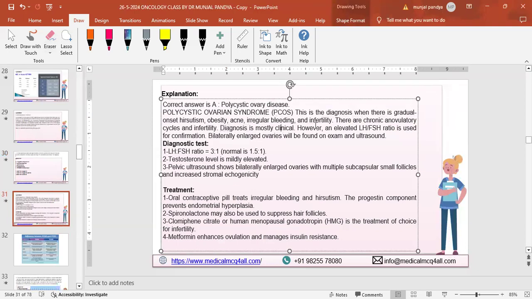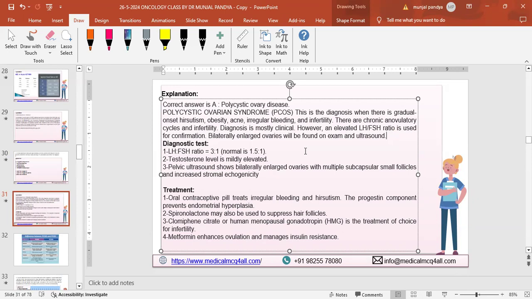Diagnosis is mostly clinical. However, an elevated LH to FSH ratio is used for confirmation. Bilaterally enlarged ovaries will be found on examination and on ultrasound. If you do the LH FSH ratio, usually it is 3:1, normally 1.5 to 1. So LH is a little higher than FSH, but the ratio should not be more than 1.5:1. But it is usually 3:1. Testosterone level is elevated. That is why you see the androgenic symptoms: hirsutism, acne, all because of testosterone.